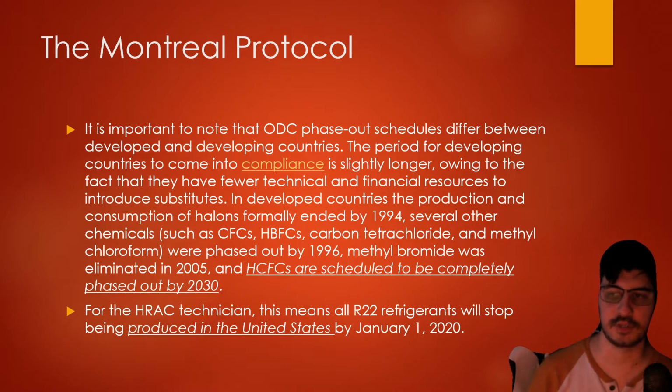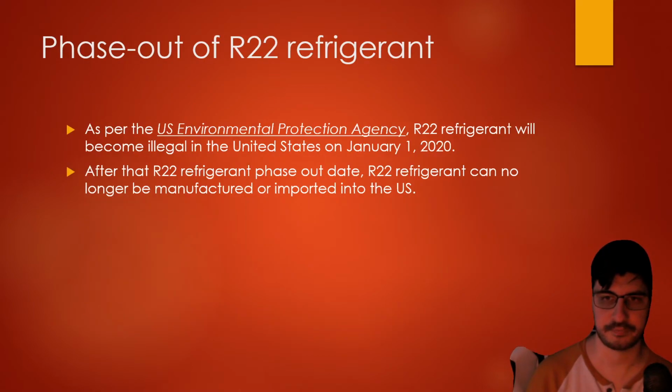In developed countries, the production and consumption of halons formally ended by 1994. Several other chemicals, such as CFCs, HBFCs, and others, were phased out by 1996. For the HVAC technician, this means all R22 refrigerants will stop being produced in the United States by January 1st, 2020. That was 2 years ago now.